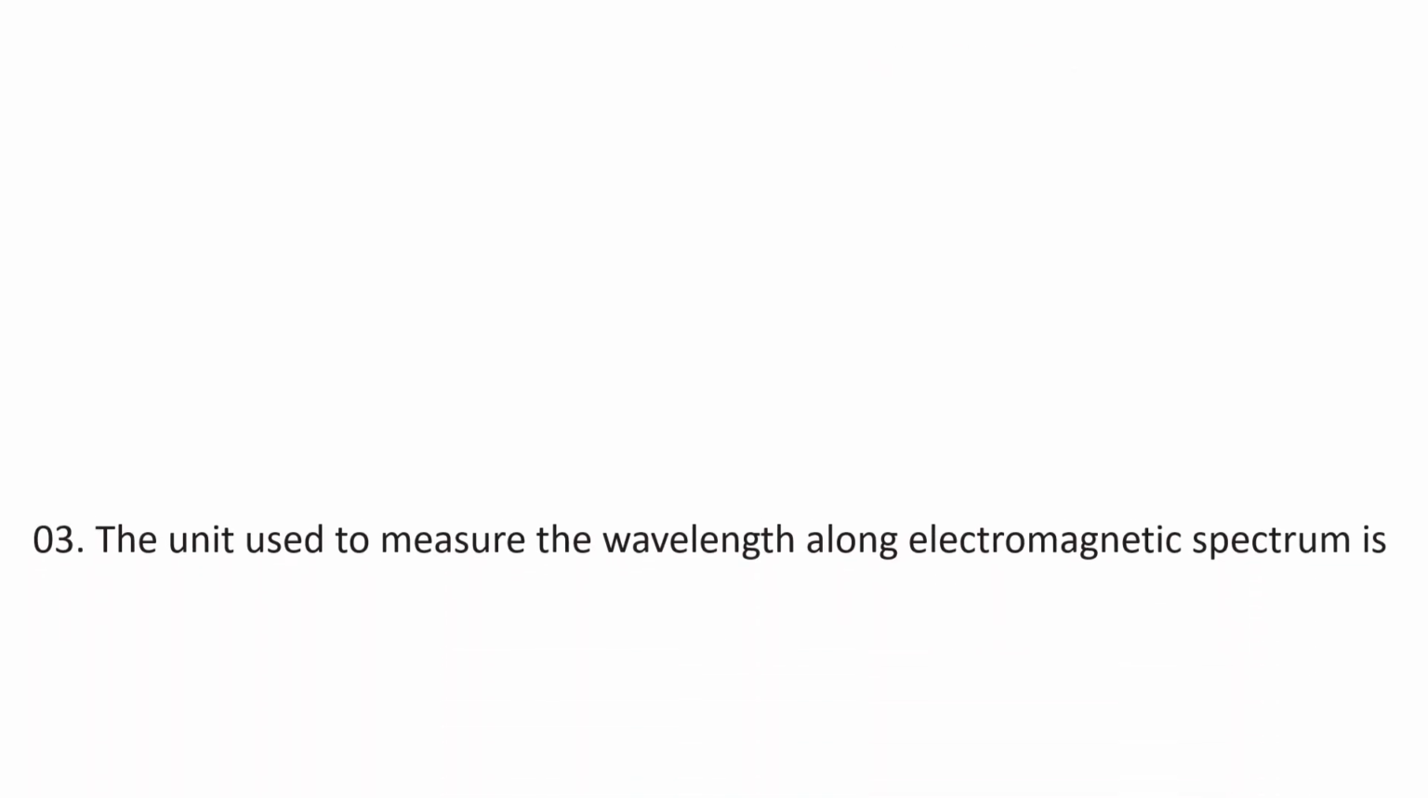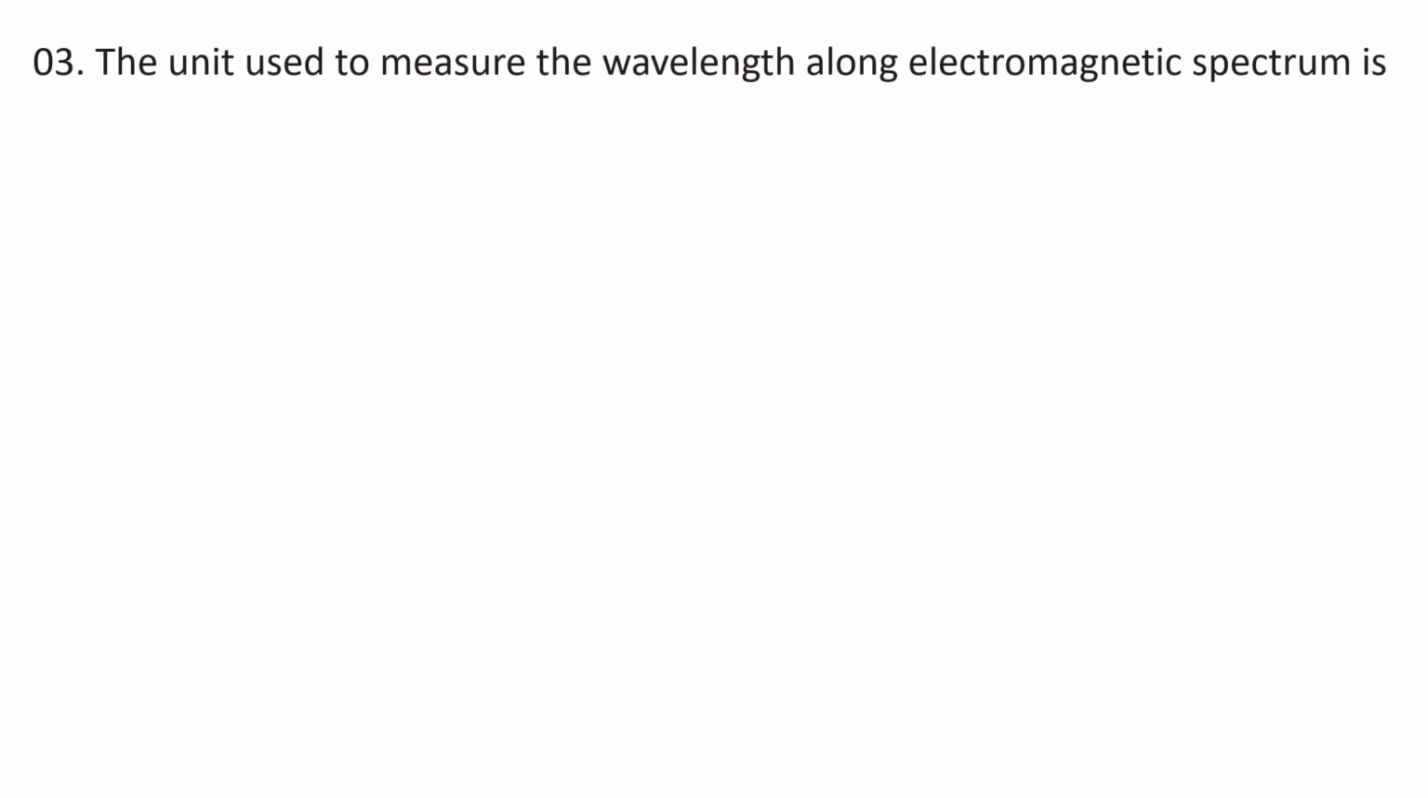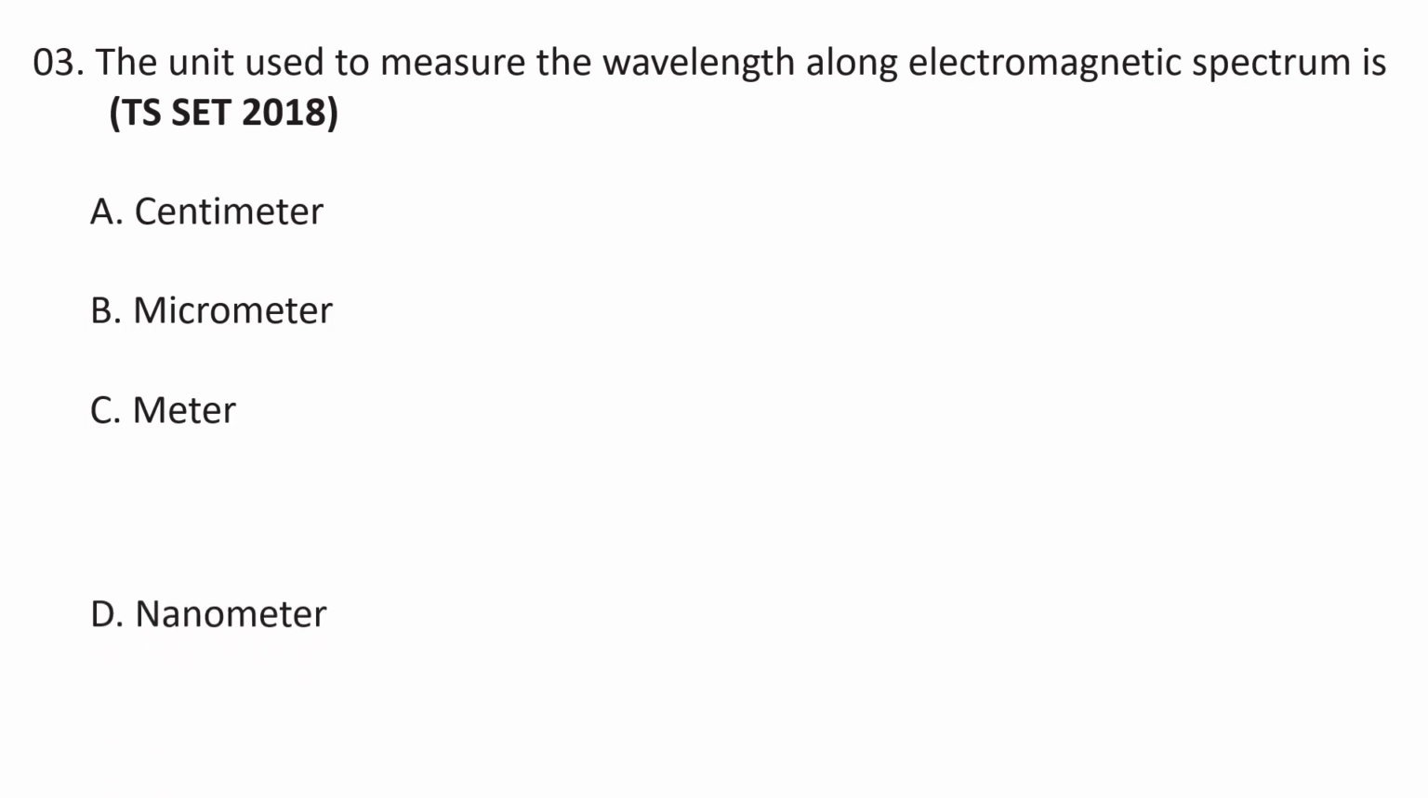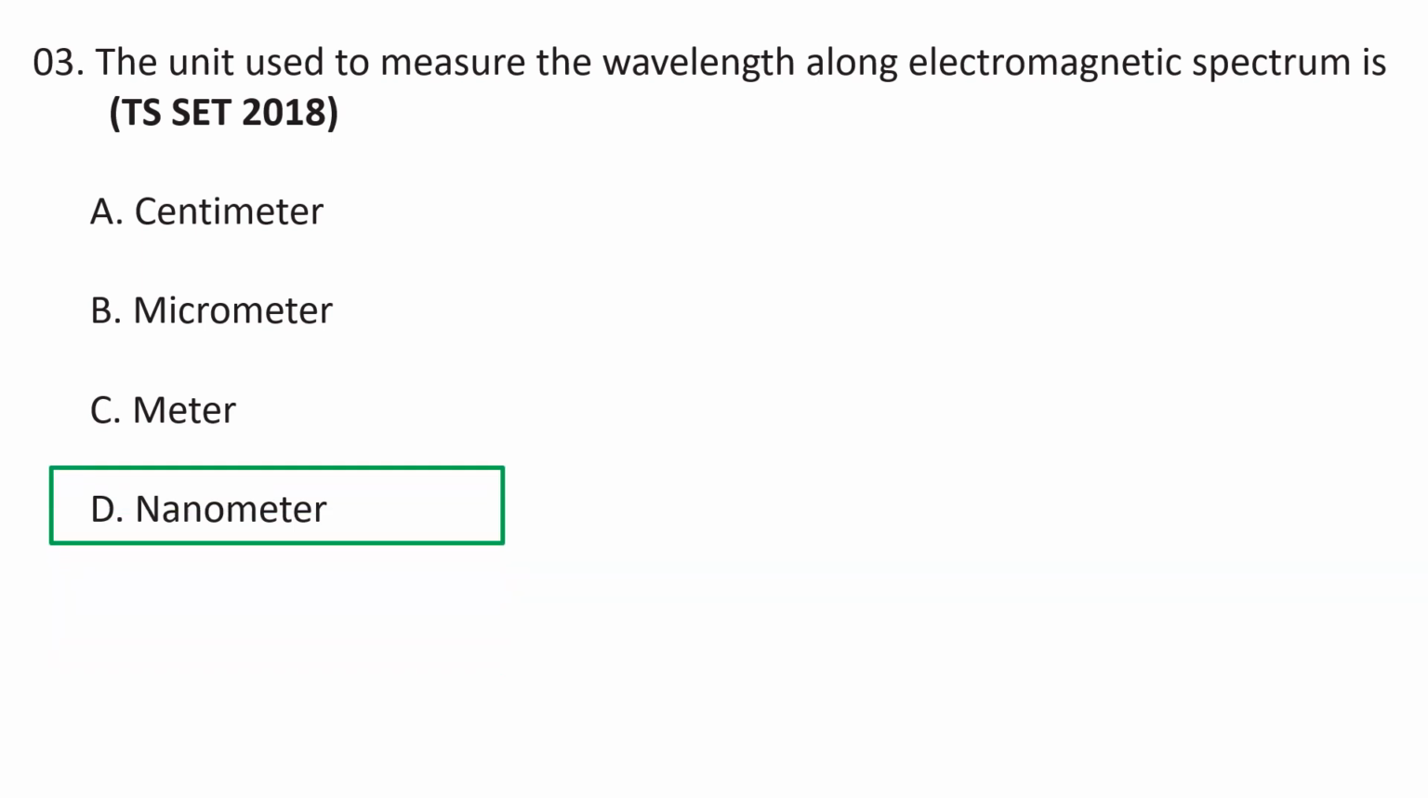Next question. The unit used to measure the wavelength along the electromagnetic spectrum is A. Centimeter, B. Micrometer, C. Meter, D. Nanometer. Obviously, D. Nanometer is the correct answer. It is a unit used to measure the wavelength along the electromagnetic spectrum.